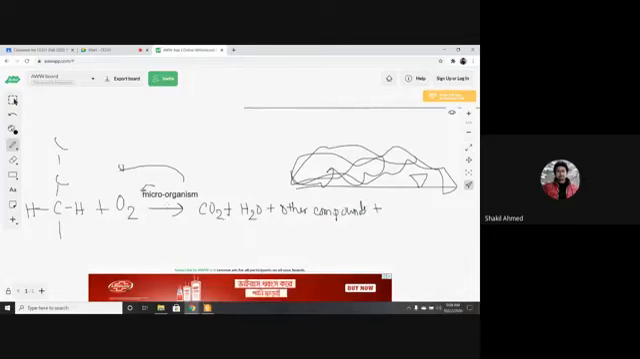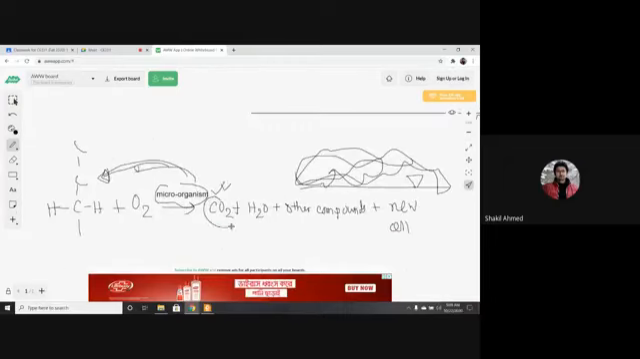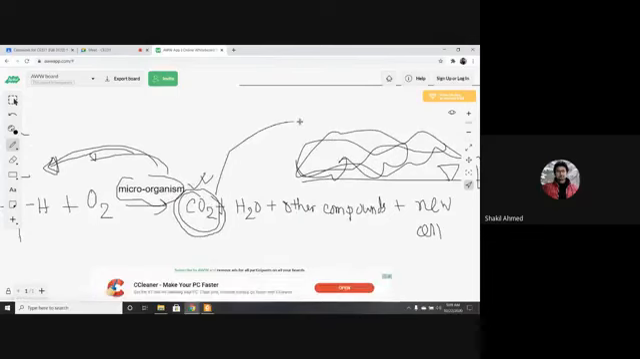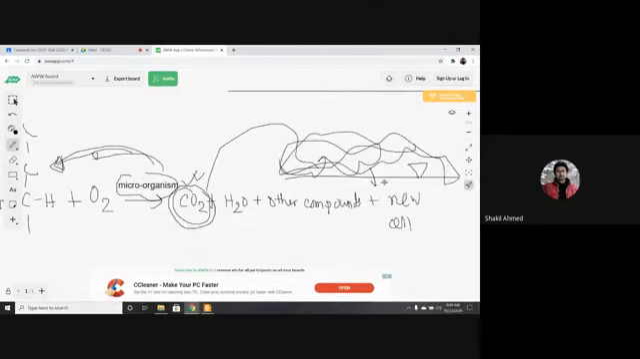Now what happens? These microorganisms or bacteria take them as food, oxidize them and break them down and make carbon dioxide, water, other compounds, and new bacteria. Okay, did you see this carbon dioxide is being produced here? So this carbon dioxide gets dissolved into the water. That's the source of carbon dioxide in groundwater. Is it clear?